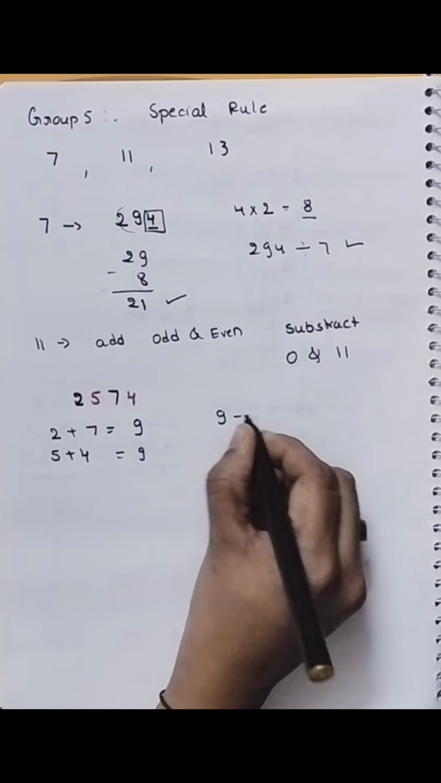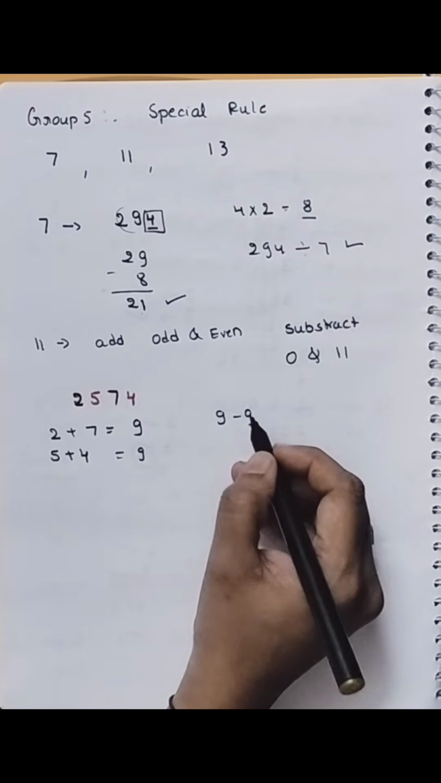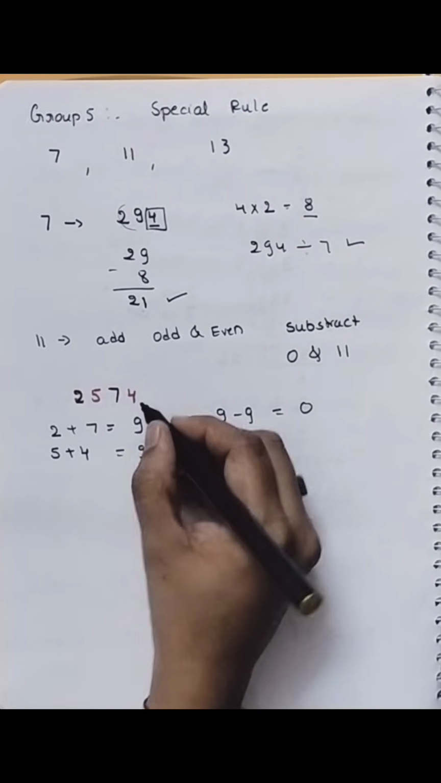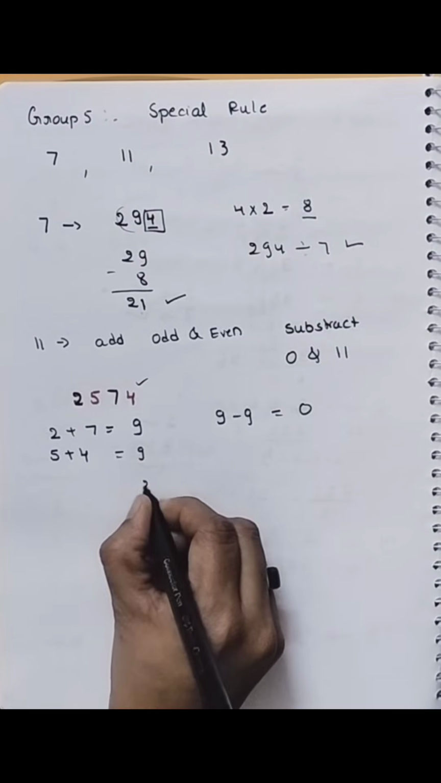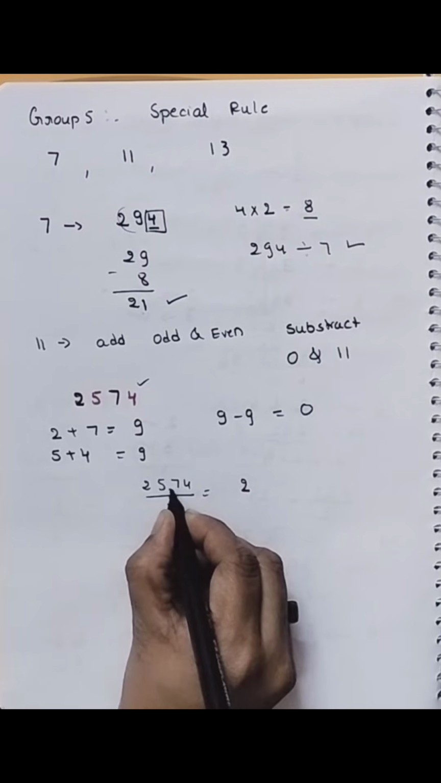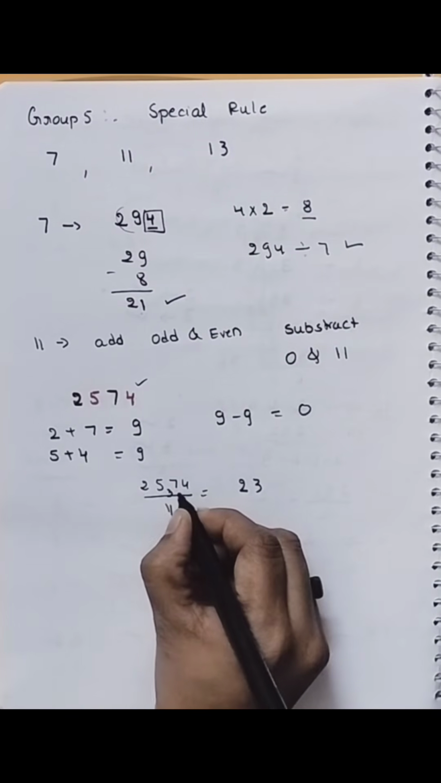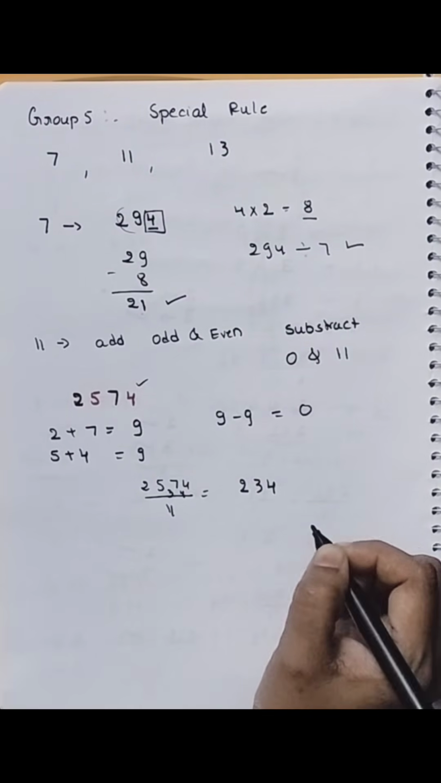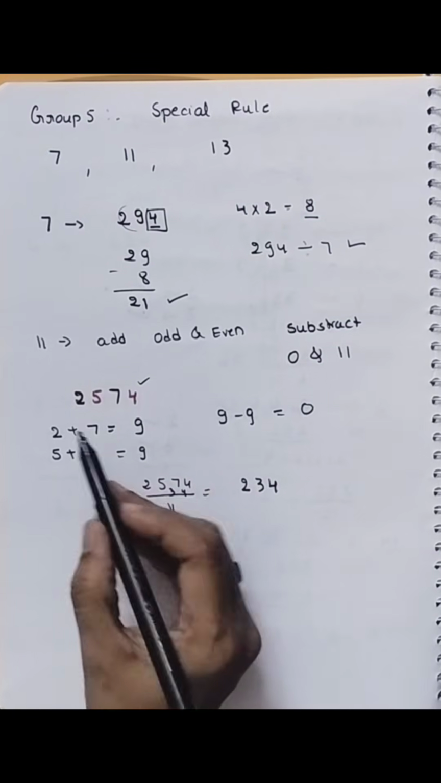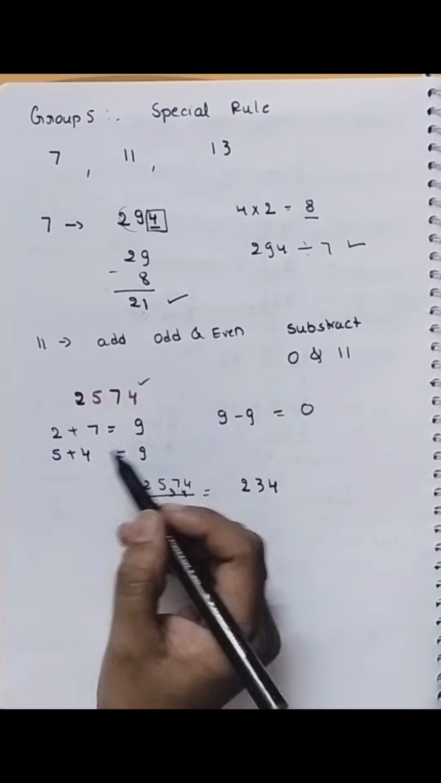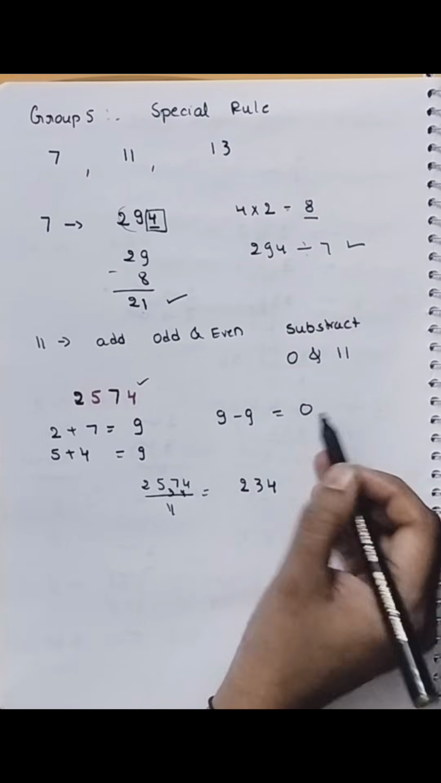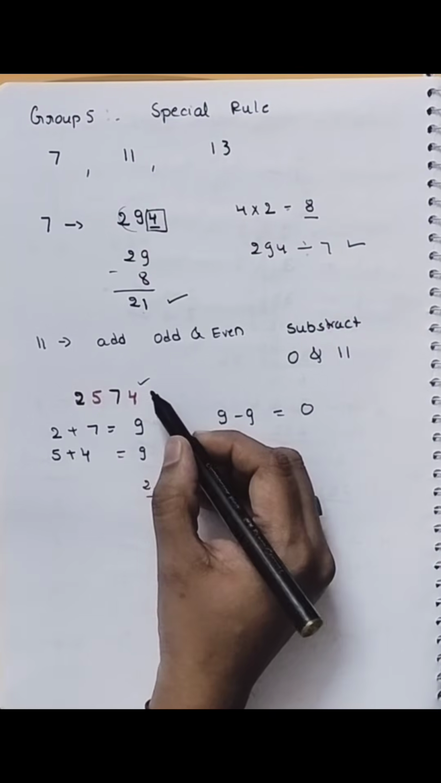If you subtract the sum of the even position numbers from the sum of the odd position numbers and get 0 or a multiple of 11, then the entire number is divisible by 11. If you check 2574 by 11: 11 times 2 is 22, the remainder is 3. 11 times 3 is 33, the remainder is 4. So 234 is the answer. So without the long division method, just by adding the even position and odd position, or alternate, numbers and subtracting the sums, if we get 0 or a multiple of 11, we can say the entire number is divisible by 11.